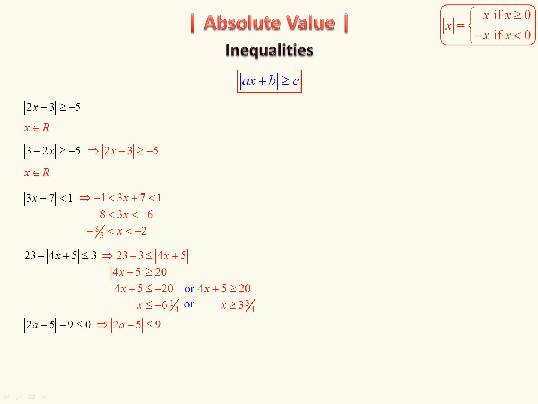Next one, there we are. And now 2a minus 5 is going to be between the two extremes. -9 less than or equal to 2a minus 5 less than or equal to 9. Get rid of the 5, add, get rid of the 2, divide, divide, divide. So there's got rid of the 5 by adding 5 to all three, dividing all three by 2.